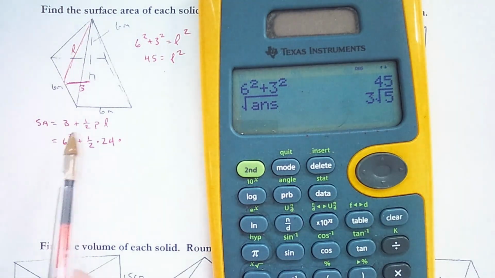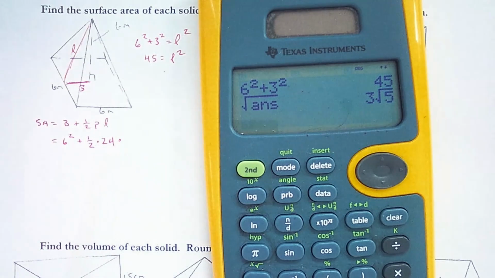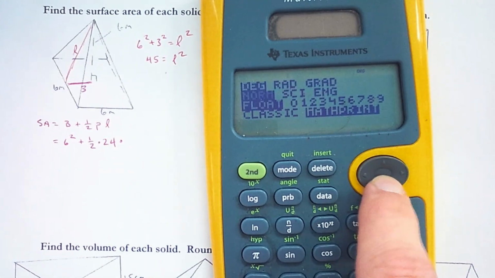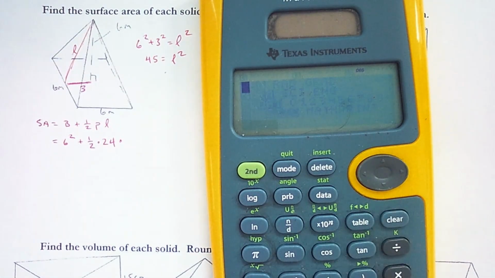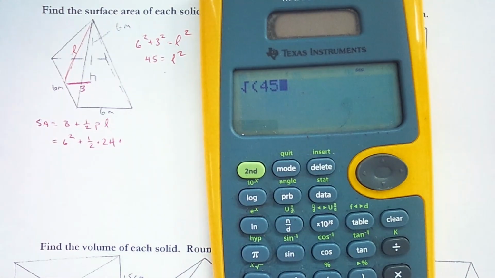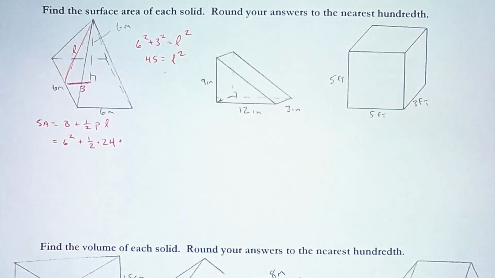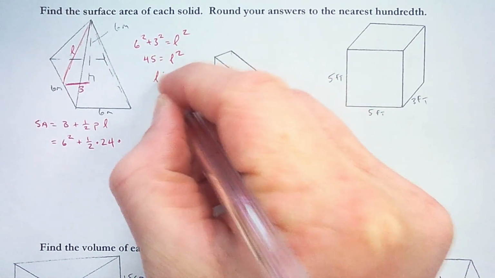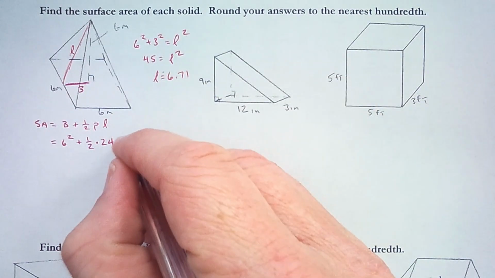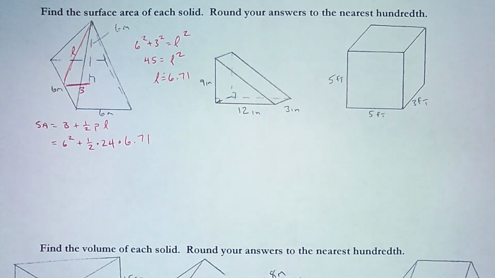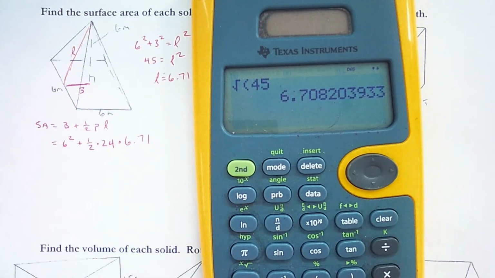In this case, so that we can simplify this a little bit more nicely, let's change the mode here to classic. And let's try that again. The square root of 45 is 6.71. Okay, so for slant height, 6.71. So the surface area is 6 squared plus 1/2 times 24, the perimeter, times the slant height, which is 6.71. To be more accurate, I'm just going to bring in this previous answer.